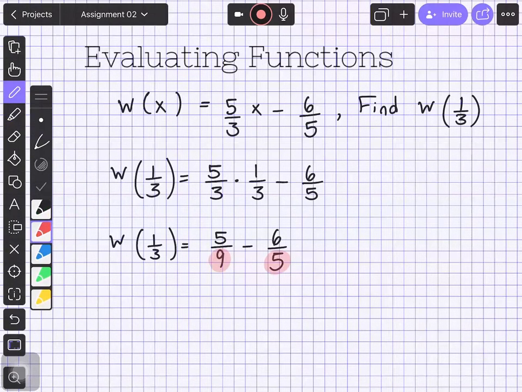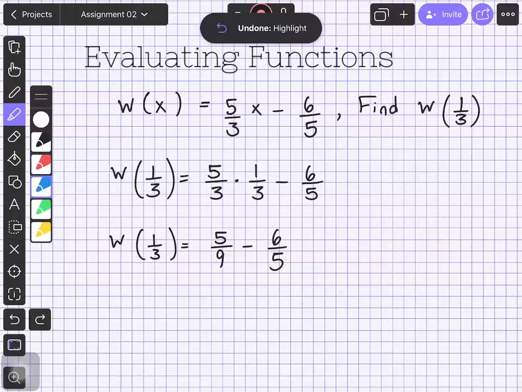And in this case, as 9 is 3 squared and 5, both of them are numbers that don't have any factor in common. So the only way to find the minimum common multiple will be by multiplying both of them. So we need to rewrite both fractions. We're going to rewrite this fraction as an equivalent fraction and this fraction as an equivalent fraction.